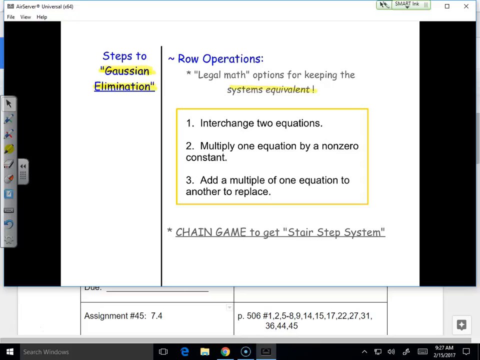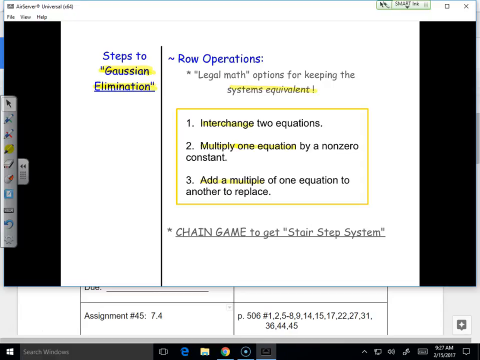Long story short, if you have two equations and you'd rather have them in a different order, no big deal, you can interchange them. You can, once again, multiply an entire equation by a non-zero constant. My warning: watch the distribution, be careful, watch the errors. And then you can use elimination.